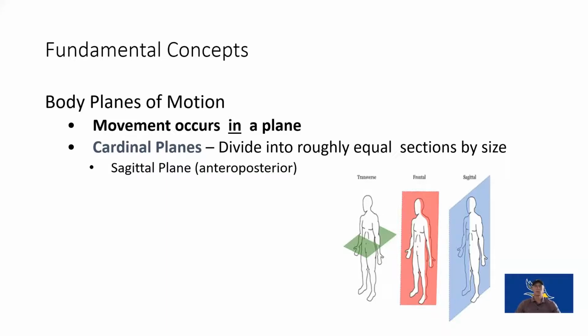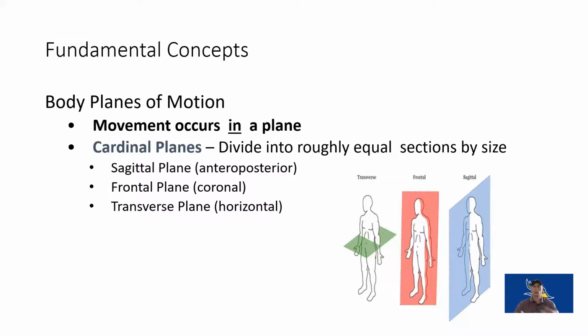Sagittal plane. The sagittal plane splits us into right and left halves. So a motion that's in the sagittal plane will go forward and backward. Frontal plane splits us into front and back halves. So a movement in the frontal plane will go side to side. And transverse plane splits us into top and bottom halves. So these are twisting motions, rotational motions that rotate in the transverse plane.